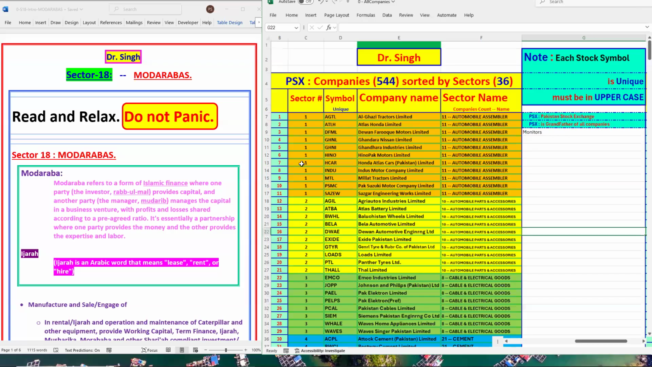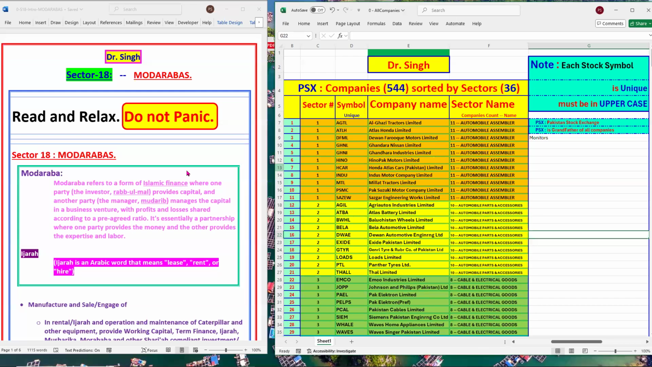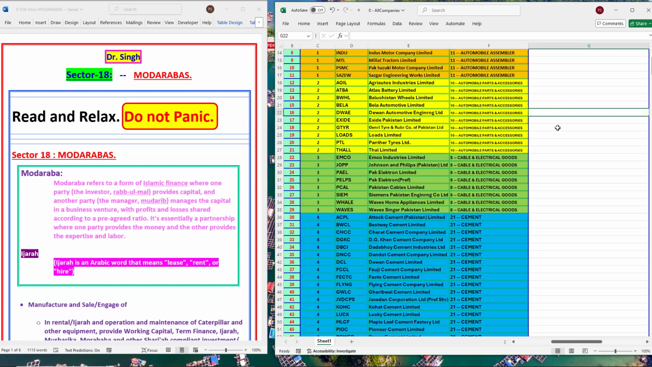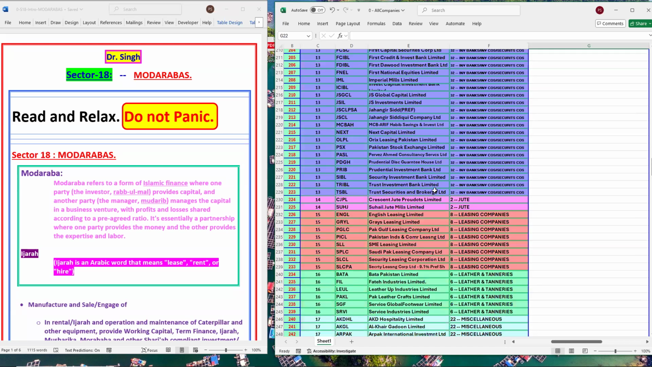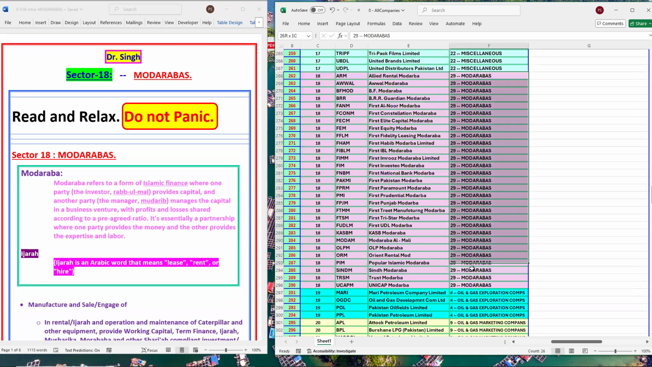So I have this Word document here. This is the sector MODARABAS. Modaraba. I'm trying to see if I can pronounce it correctly. Modaraba. Okay. So Modaraba is the sector name, and it is sector number 18. There are a total of 29 companies over here.